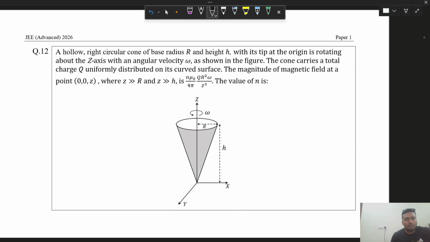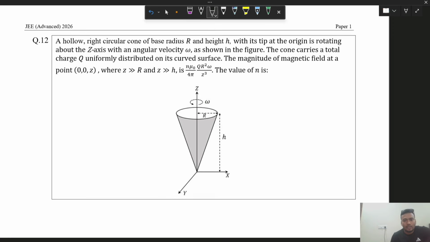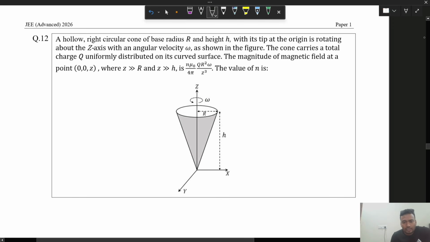Question number 12. So you have a hollow right circular cone, and it should be X, Y, and then Z. First of all, this is hollow and it is having a surface charge which is uniformly distributed, and it is rotating with omega. So along the Z axis at some point Z, which is greater than this height h, basically a far point, you have to find out magnetic field strength.